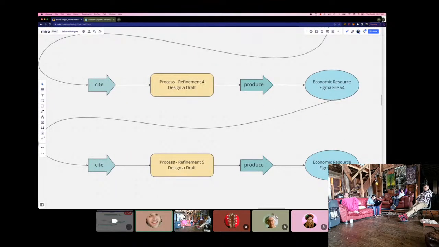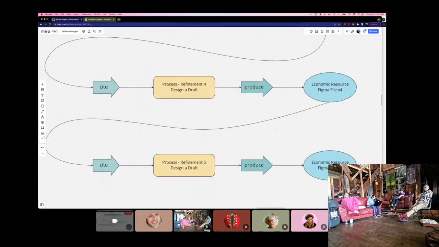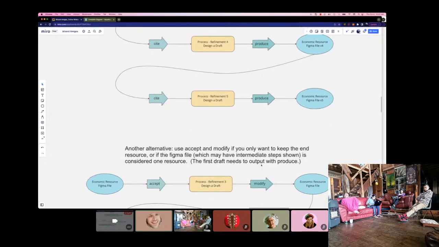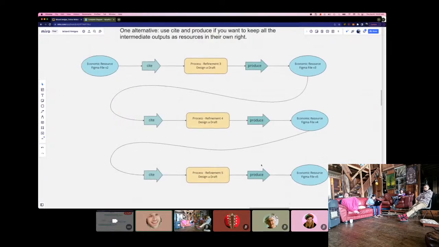So that's a cite and a produce pairing, right? Each time, essentially, we're creating a new document. Which is totally valid. You can totally do that.